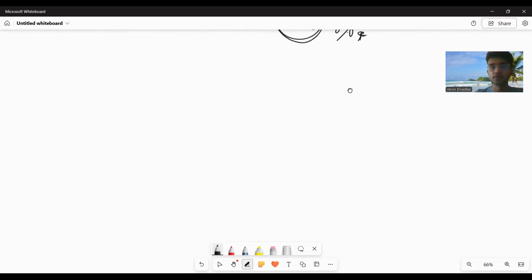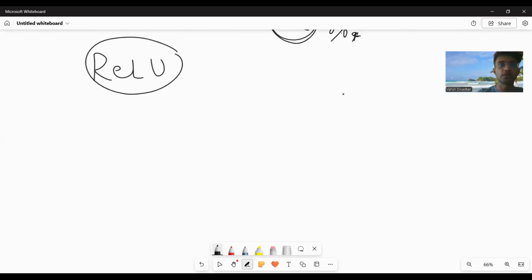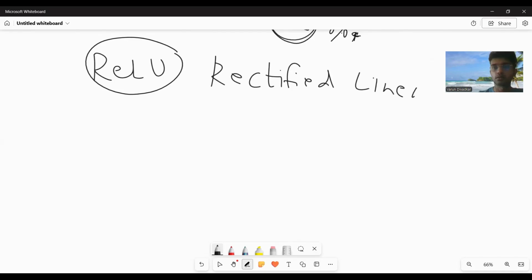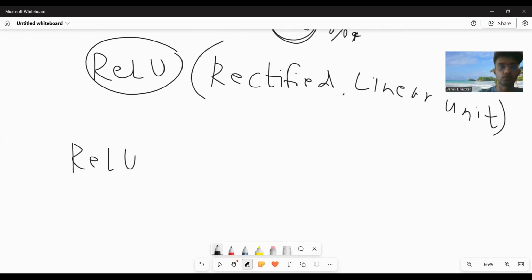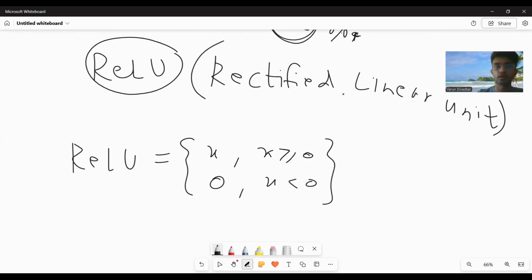And then there's another function called ReLU, right? It's basically rectified linear unit. So how is this function defined? ReLU equals x if x is greater than or equal to 0, and equals 0 if x is less than 0, right?